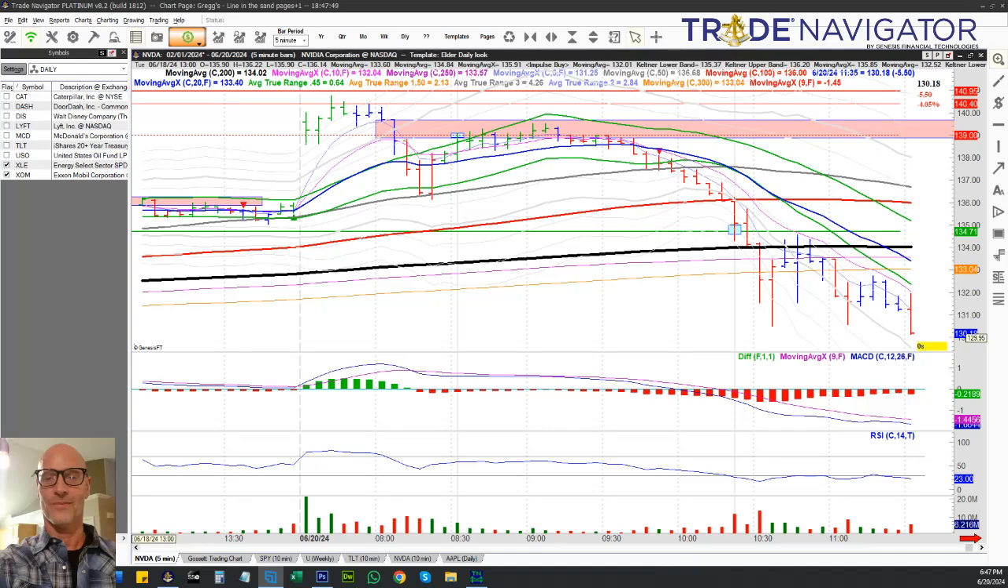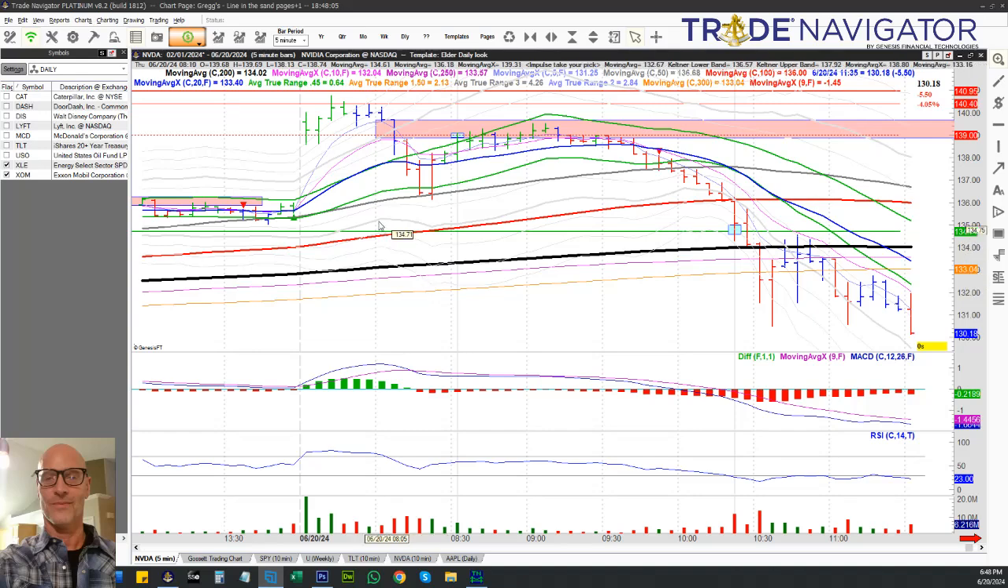I had a really great short trade today on NVDA that I wanted to share with you. It is a bearish fair value gap, and I'll run you right through it. This is NVIDIA on the 5-minute bars.